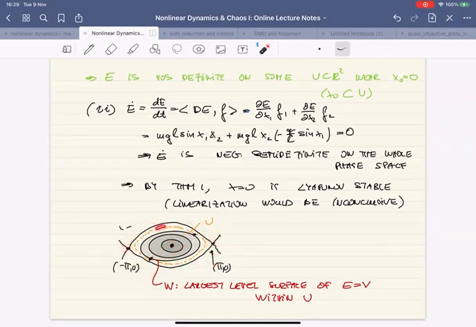However, if I shrink it down to anything smaller than that, and this can be arbitrarily close to the separatrices, this choice, then why don't I actually pick it to be one of the level sets, bounded by one of the level sets of V?